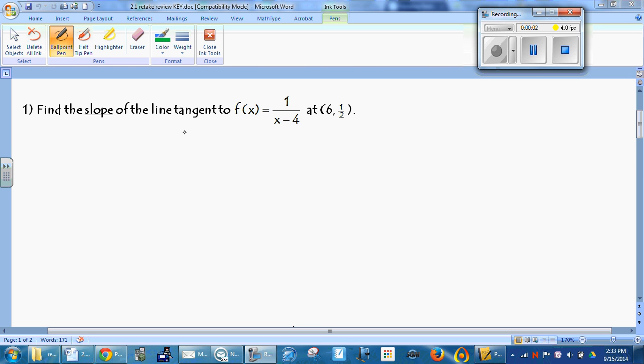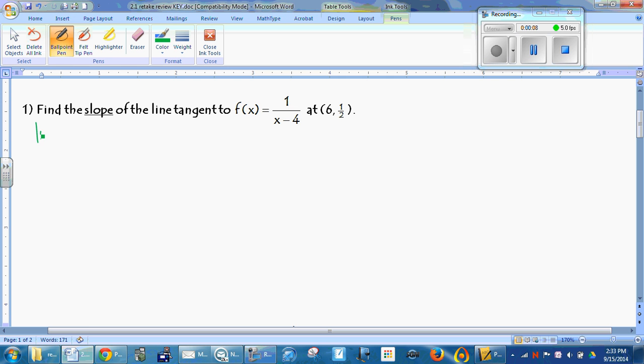Alright, number one, we're going to find the slope of this tangent line using the limit definition of a derivative. So we're going to find the limit as h approaches 0 of f of 6 plus h minus f of 6 all over h, since this is our x value that we're trying to find the slope at. So f of 6 plus h, that is just function notation. That means we're going to take 6 plus h and substitute it into that function for x.